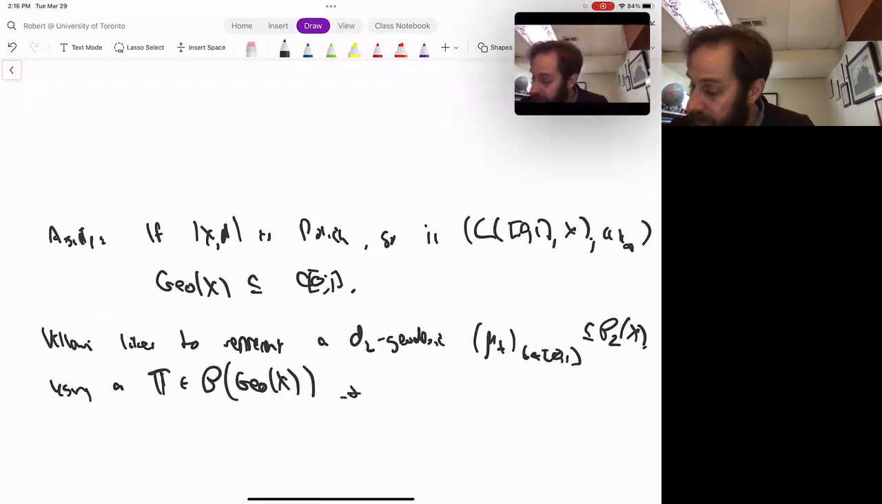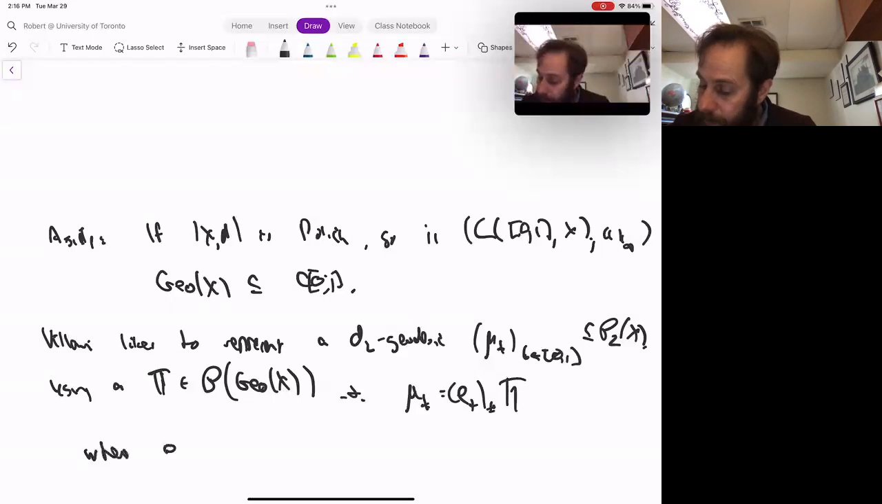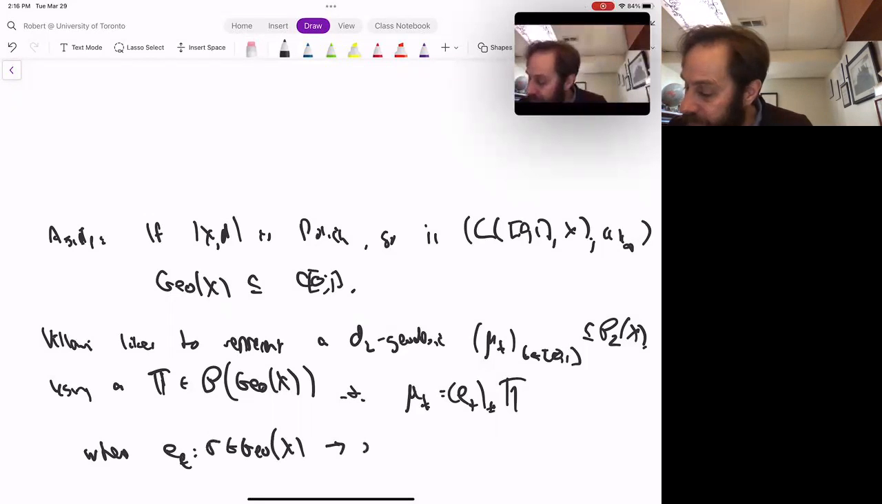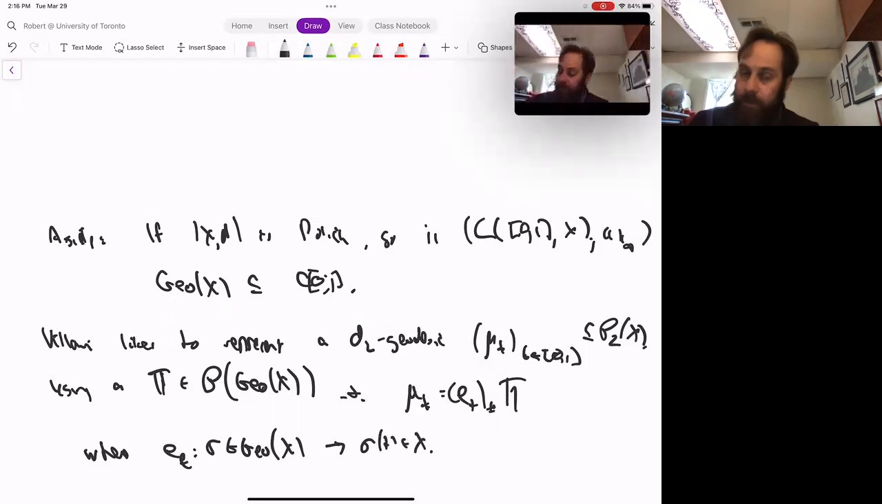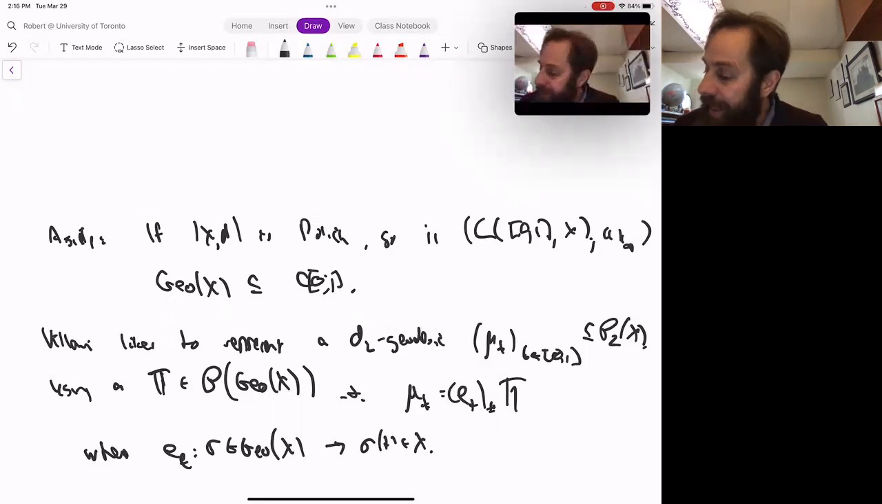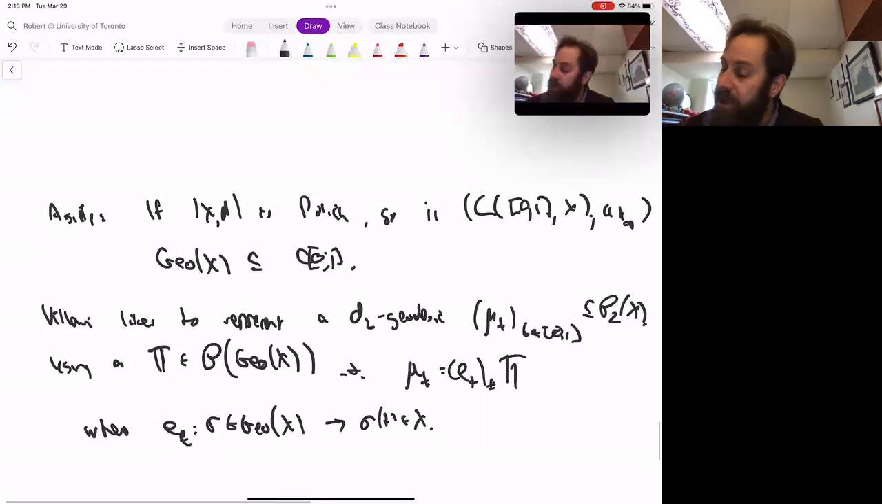And such that mu_t is the push forward through E_t of capital Pi, where E_t takes a curve gamma in geodesics and returns, sorry, gamma is probably lousy notation since I tend to use that for measures. It takes a curve sigma in geodesics and returns its value sigma_t in X. So E_t is the mapping from curves in the metric space to the metric space. And of course, it's pretty clear.